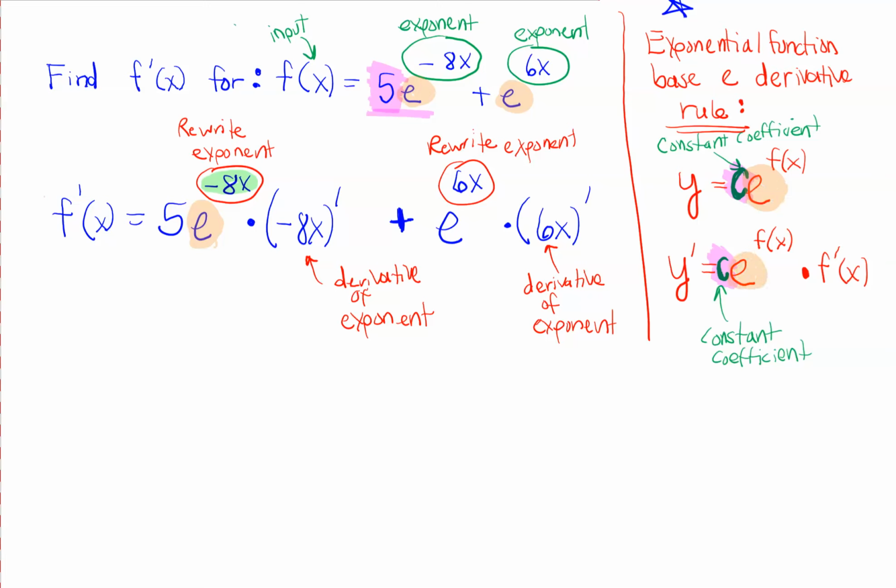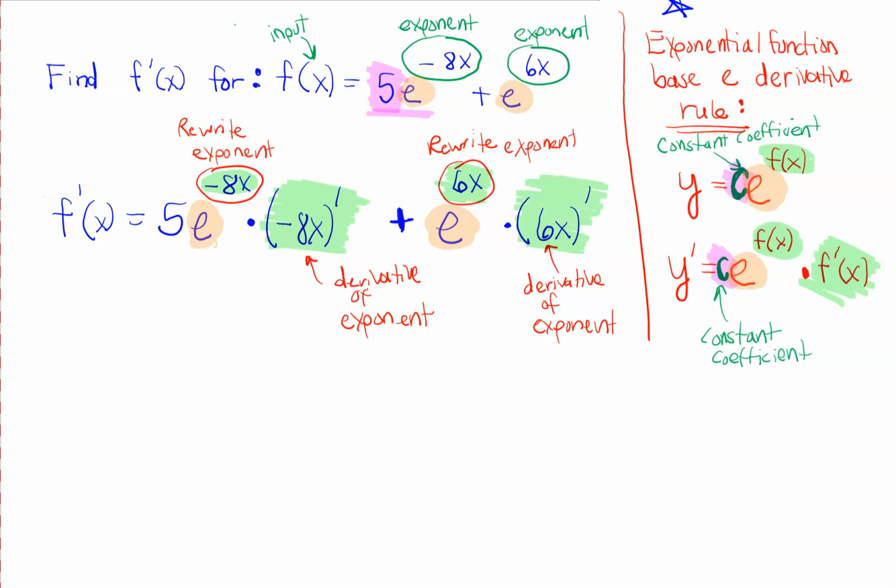Then I rewrote the exponent exactly like it was given. But then my generic rule says tack on the derivative of the exponent, and that's what I did here. I just tacked on the derivative of that exponent. And then I applied that template again. I rewrote the base e. I rewrote the exponent exactly as it was given to me. And then I tacked on the derivative of the exponent.